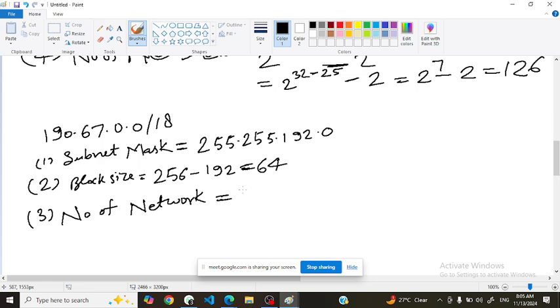So we are in class C. Check the IP address. Is it a class B or class C IP address? It is 190, that should fall under class C, right? Number of networks... Class B.